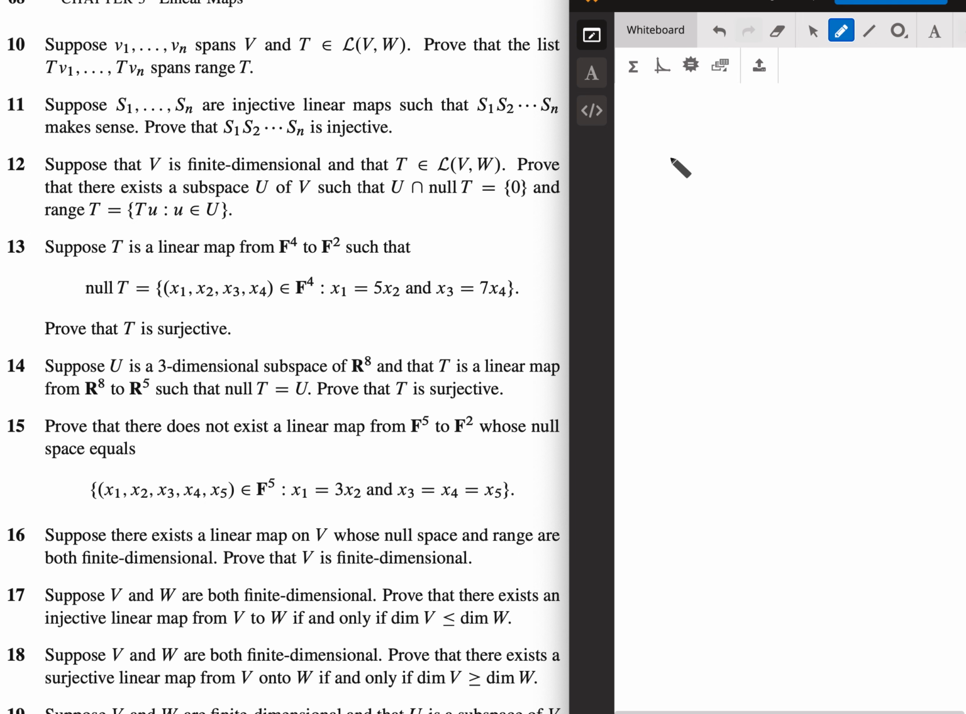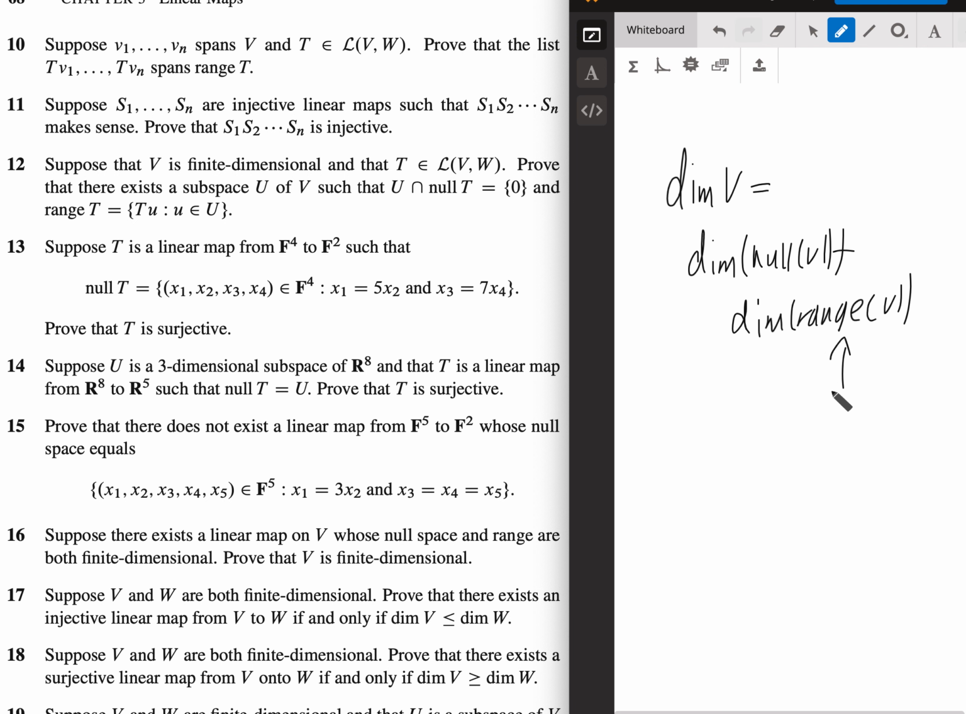But the other way around, if you got a surjective linear map, you want to probably use, you guessed it, the fundamental theorem of linear maps. I've said it a lot of times. So dimension of V is going to be equal to the dimension of the null space plus the dimension of the range. So we know that the dimension of the range is equal to the dimension of W, because the transformation T from V to W is surjective, so the range covers everything in W.